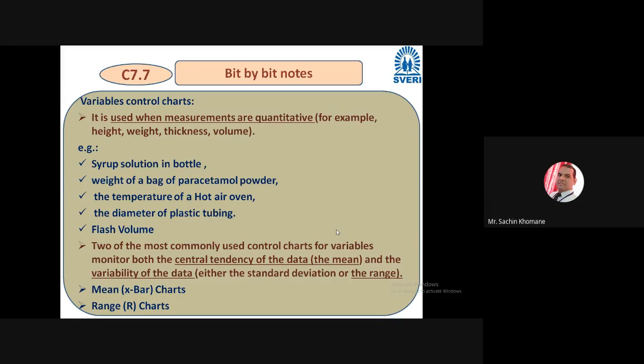Okay, for example, height we can measure, maybe in centimeter or meter, weight in kg or gram, thickness maybe in meters, volume in meter cube, like that, so that we can measure. Okay, so variable control chart is used when measurements are quantitative. Measurements are quantitative means which exactly you can measure. Height you can measure, weight you can measure, thickness you can measure, volume you can measure. So these are the variables. So variable control chart should be used when things you can measure or it is quantitative.